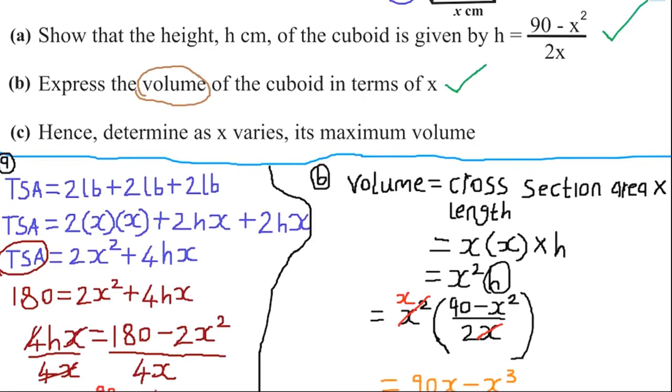So now let's go to C. In case you're behind somewhere, you can write your concern in the comment section. So let's now go to C. C says, hence determine as x varies its maximum volume.